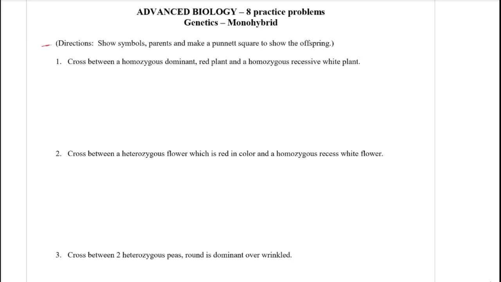So a cross between a homozygous dominant red plant and, there's my cross, a homozygous recessive white plant. So it looks like we have the color of the plant. So I've got red and I've got white. And it says here that red is dominant, white is recessive. It doesn't tell me the letter, but let's go ahead and use an R. So capital R for dominant, lowercase r for white.